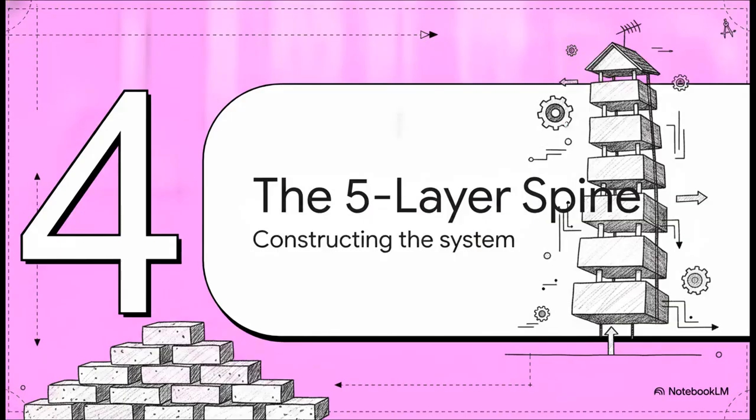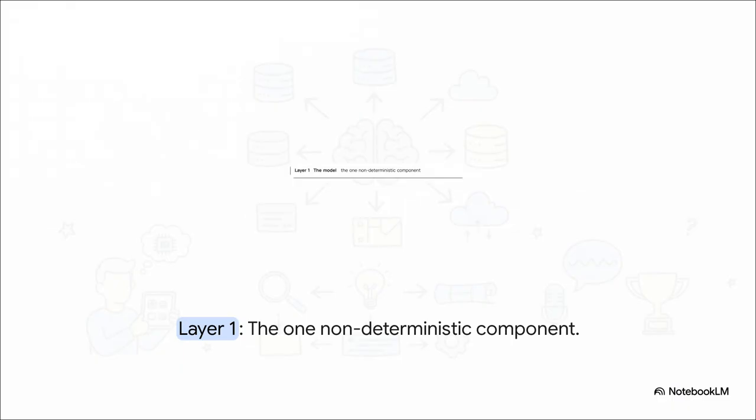Which brings us to Section 4, the 5-layer design spine. It's time to actually construct the system. Okay, we've scoped our problem, now we start building the stack from the ground up, starting with Layer 1, the model. This is your foundation. It is the single non-deterministic component of your entire system.